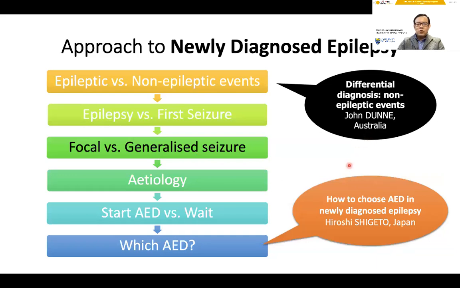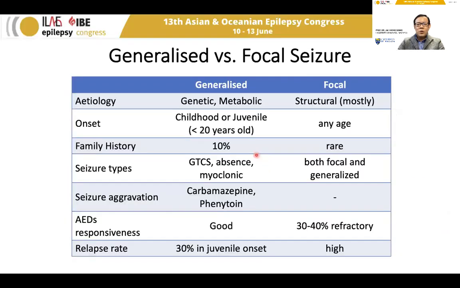Now I would like to go to the classification of seizure types into focal and generalized seizures. Why is it important to differentiate generalized and focal seizures? Firstly, the etiology will be different. In generalized seizures, it is mainly genetic and metabolic causes, sometimes infective causes, whereas for focal epilepsy, the etiology is usually structural.